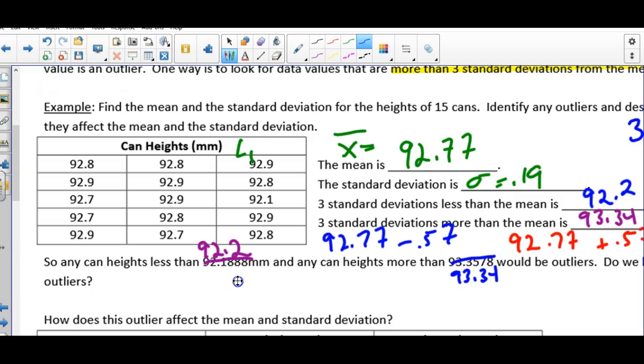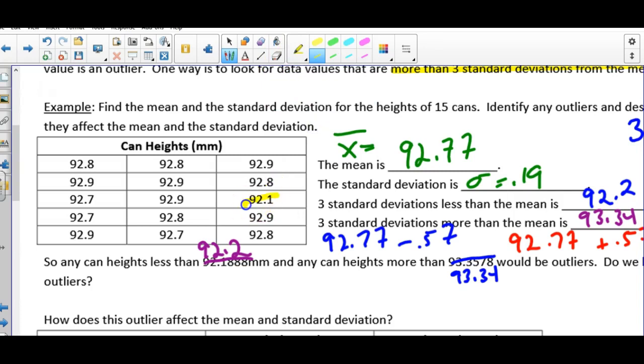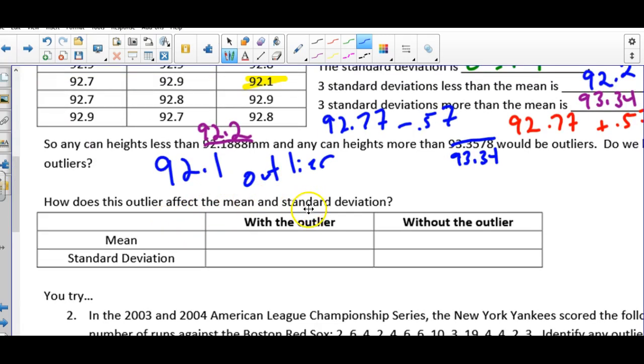Any can heights less than this or more than this, they're outliers. So look at this data set. Is there any number up here that is less than this or more than this? There is. This value right here, 92.1, is less than 92.2. So that makes this one right here an outlier.